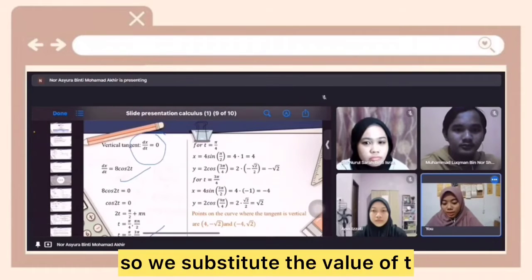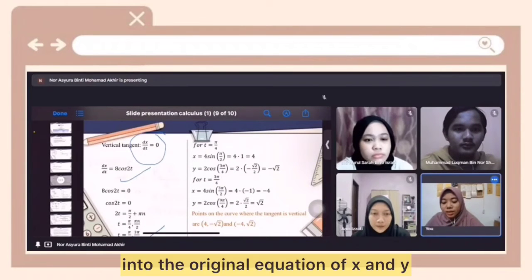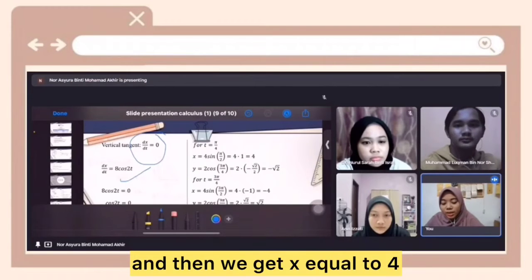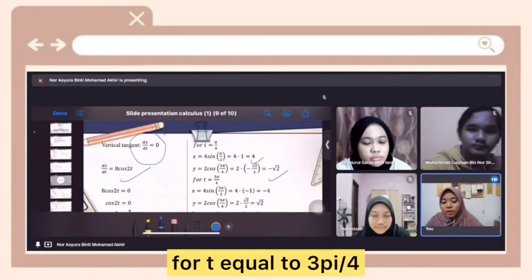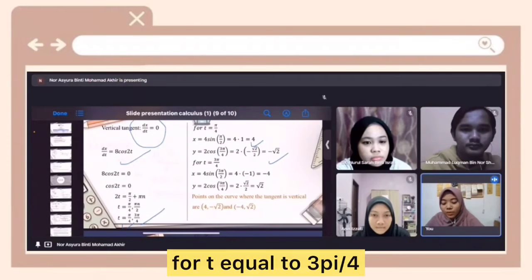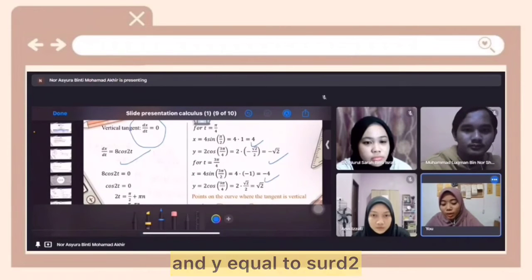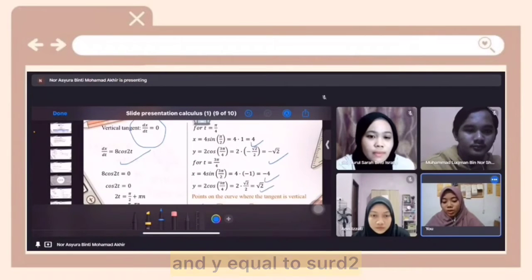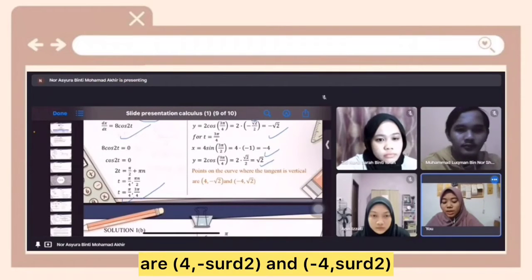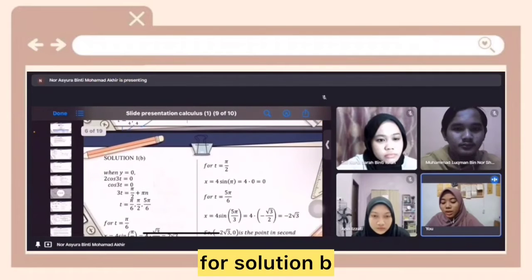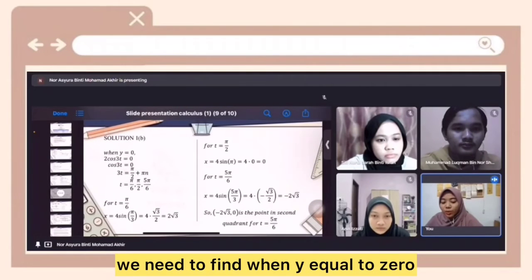So we substitute the value of t into the original equations of x and y. Then we get x equal to 4 and y equal to negative sec 2. For t equal to 3 pi over 4, we get x equal to negative 4 and y equal to sec 2. So the points on the curve where the tangent is vertical are (4, negative sec 2) and (negative 4, sec 2). For solution B, we need to find when y equals 0.